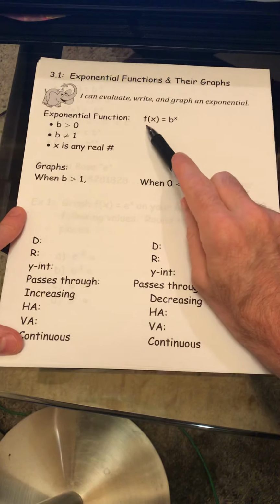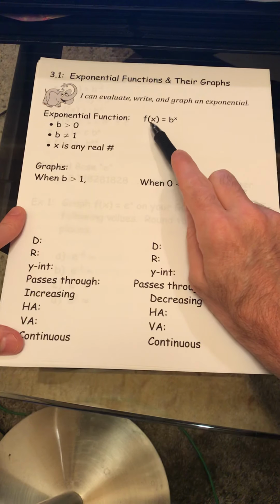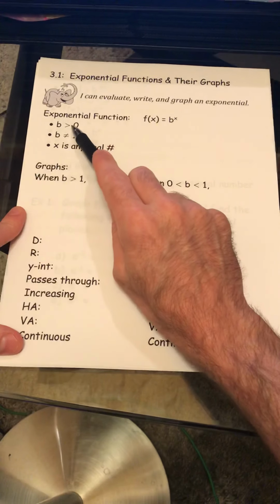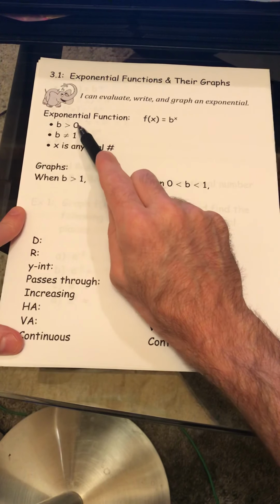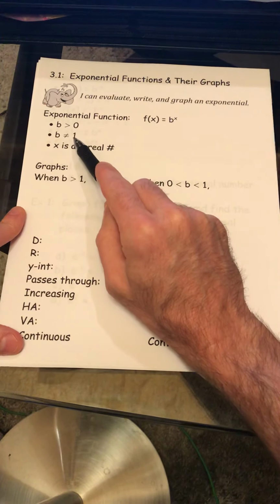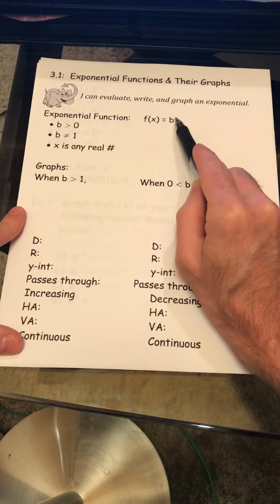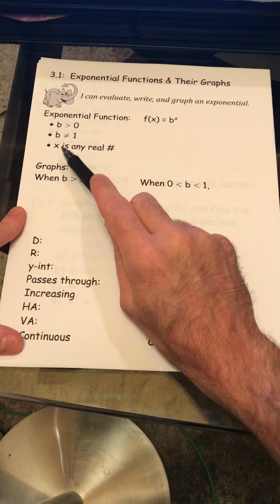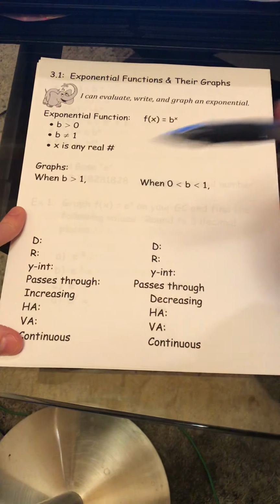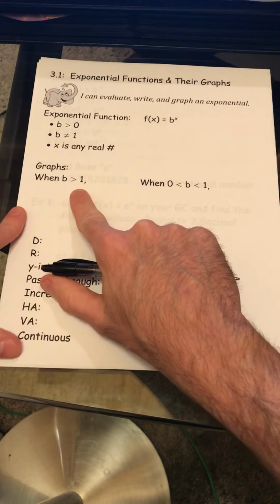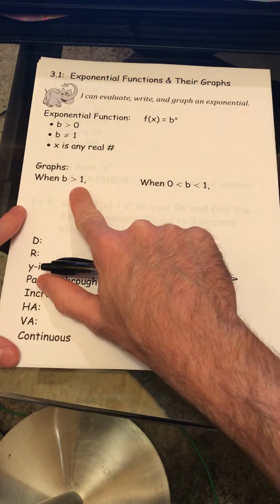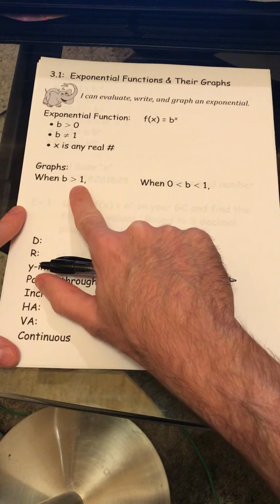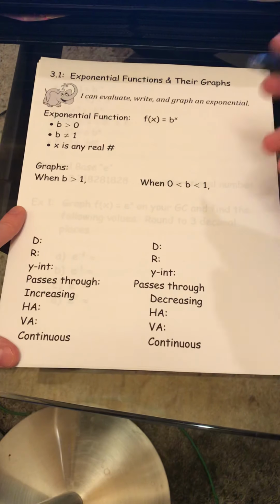So an exponential function is of the form f(x) = b^x. The base has to be greater than 0. It also can't be 1. If you took 1 to a power, you would just get a horizontal line. And then the exponent does have to be a real number. So if you have a graph or base that is greater than 1.